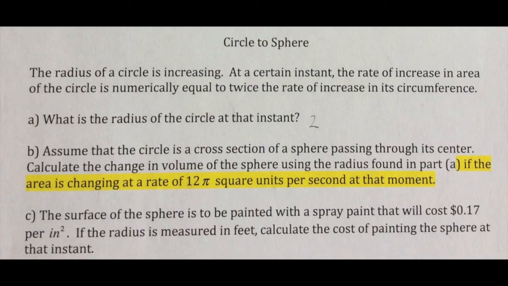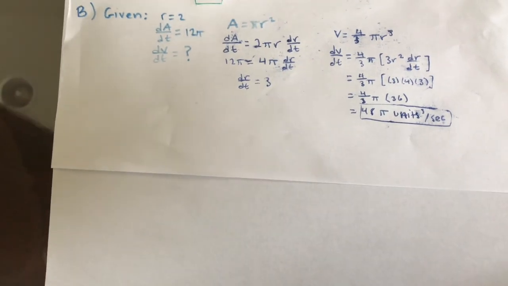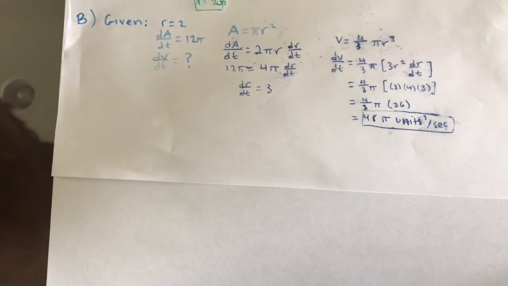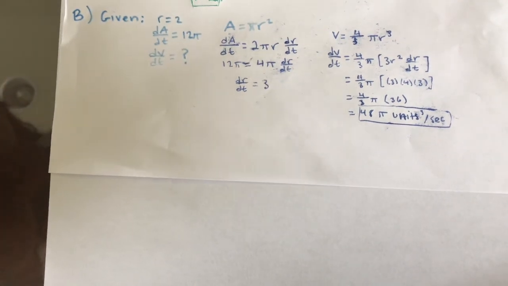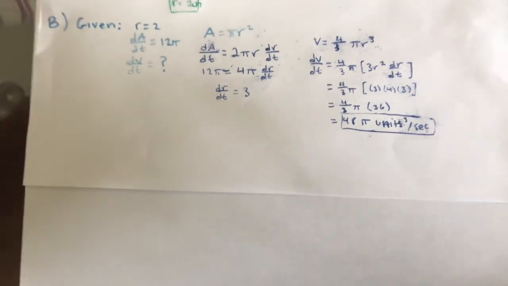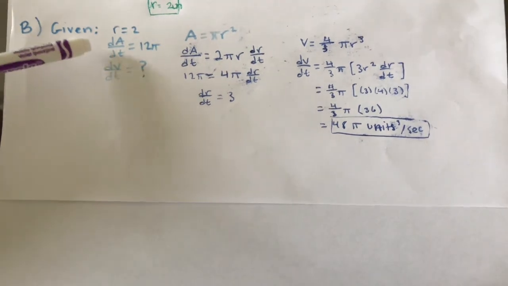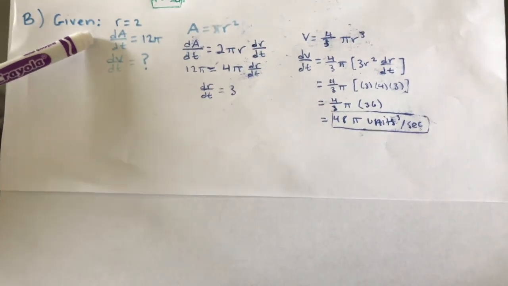B. Assume that the circle is a cross-section of the sphere passing through its center. Calculate the change in volume of the sphere using the radius found in part A, if the area is changing at a rate of 12 pi square units per second at that moment. So this question is asking for the change in volume of the sphere at the moment when r equals 2. So the givens are that r equals 2 and dA over dt equals 12 pi.